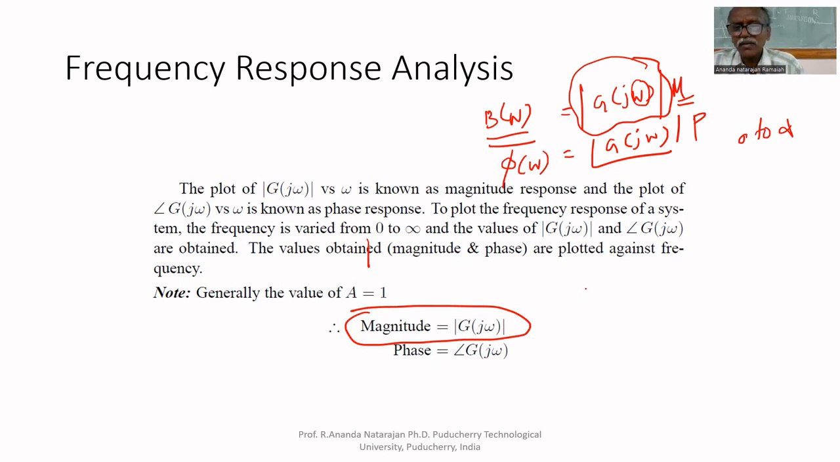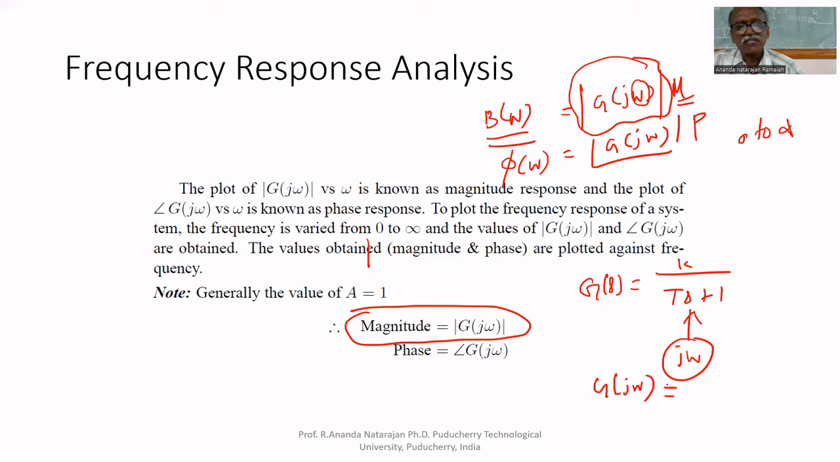What is omega? What is G(s)? Suppose I have a first order system, K upon tau s plus 1. If you replace s by j omega, then it is called the frequency transfer function. G(j omega) equals K upon j tau omega plus 1.